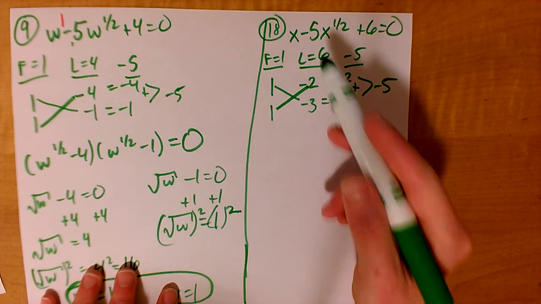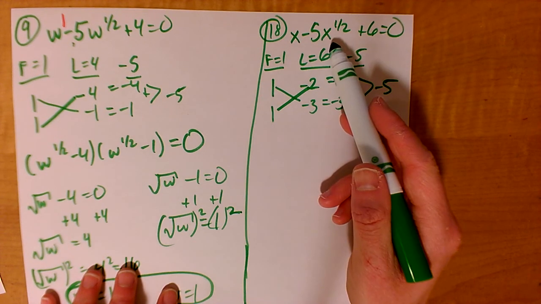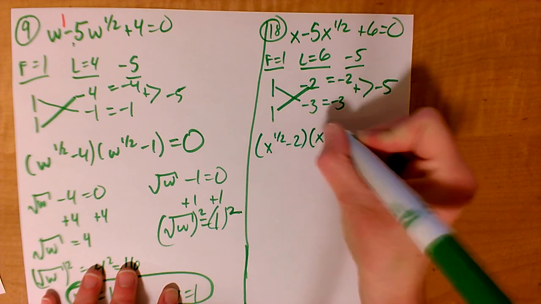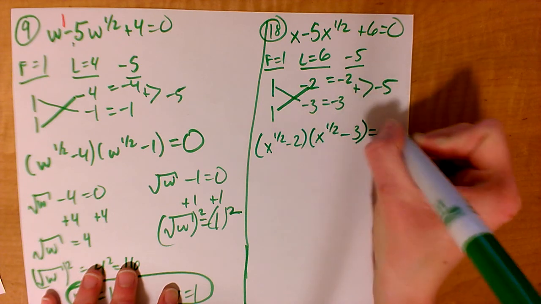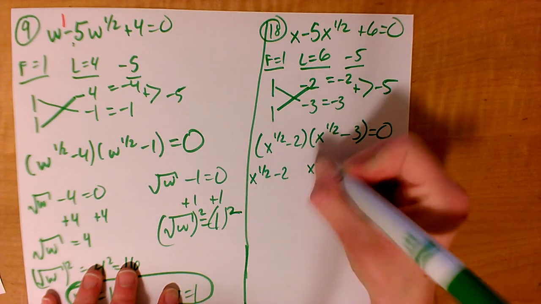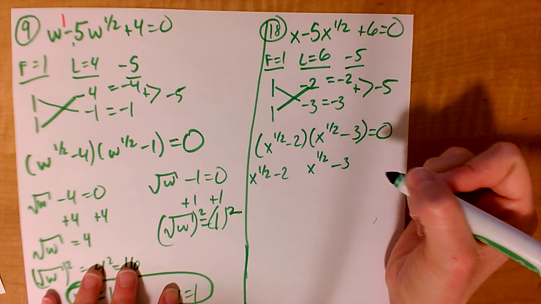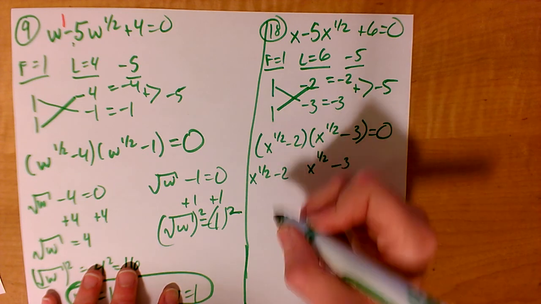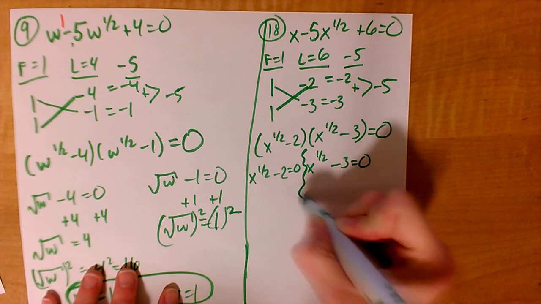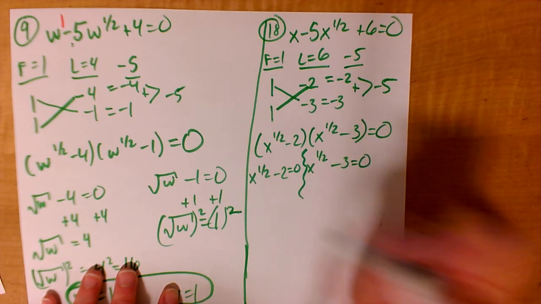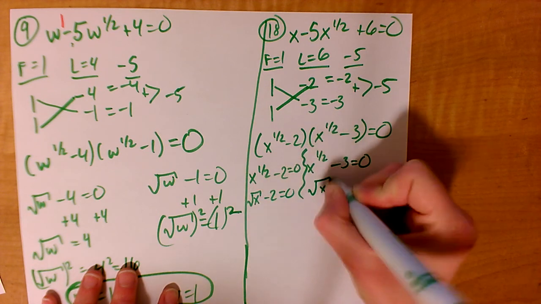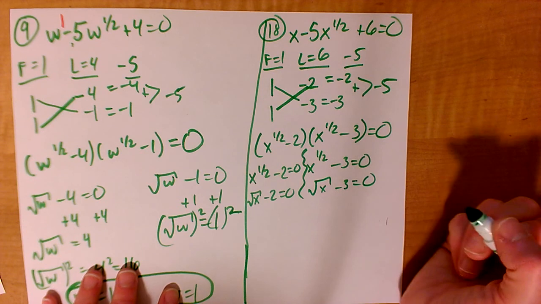So my solution, throwing that in, and then what I'm going to use for my variable, my exponent, is this x to the 1/2 in the middle. So I'll have 1x to the 1/2 minus 2 times 1x to the 1/2 minus 3 equals 0. So I have x to the 1/2 minus 2 and x to the 1/2 minus 3, and both of these equal 0. So we can rewrite these x to the 1/2 as the square root of x minus 2 is 0, and then I have the square root of x minus 3 is 0.